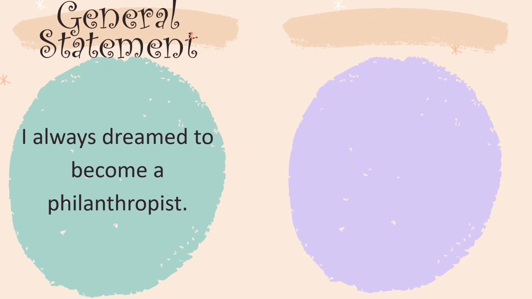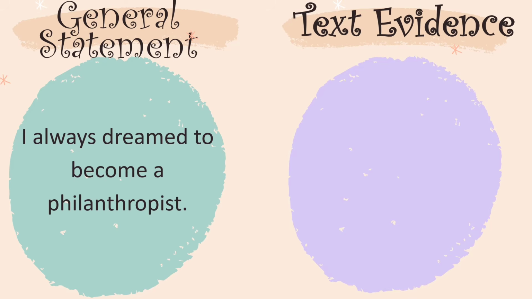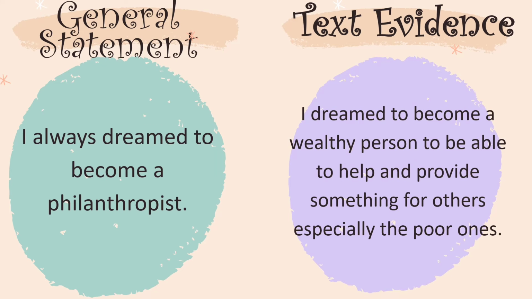To examine further, the general statement in this text is, I always dream to become a philanthropist. The text evidence, I dream to become a wealthy person to be able to help and provide something for others, especially the poor ones.